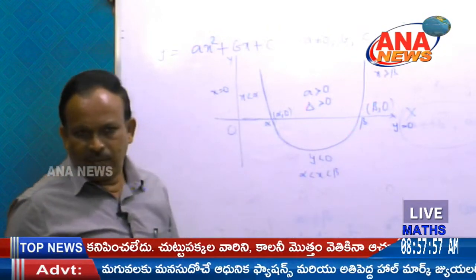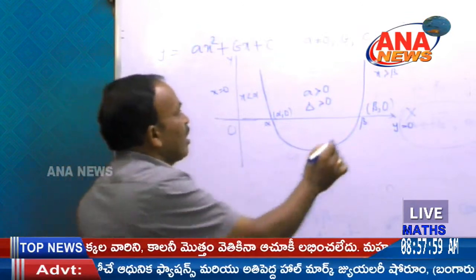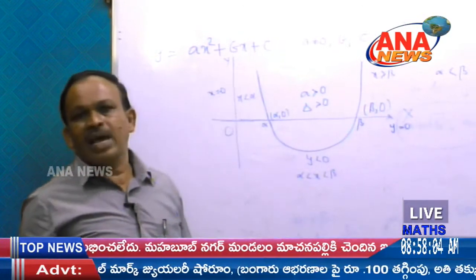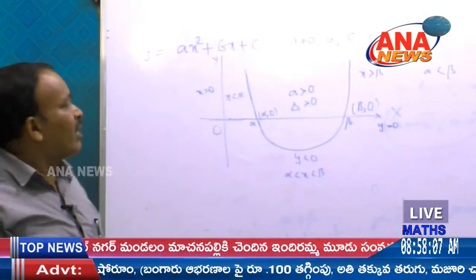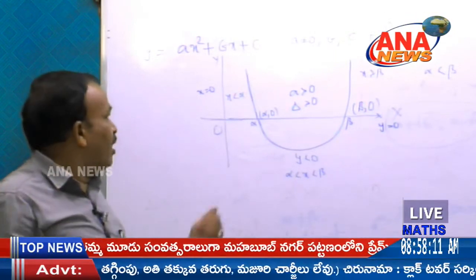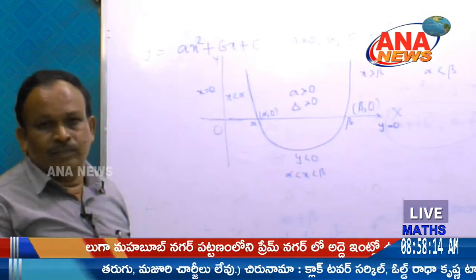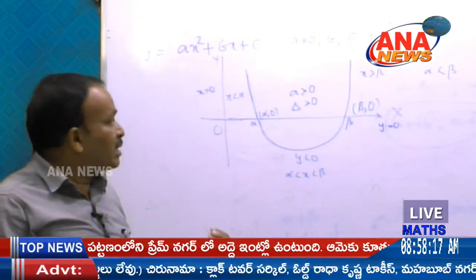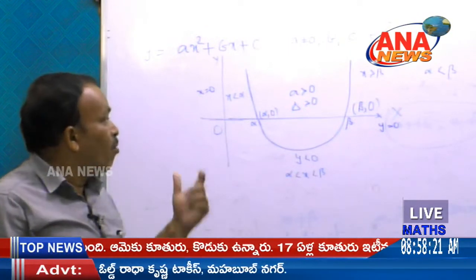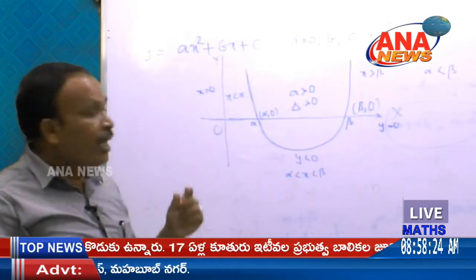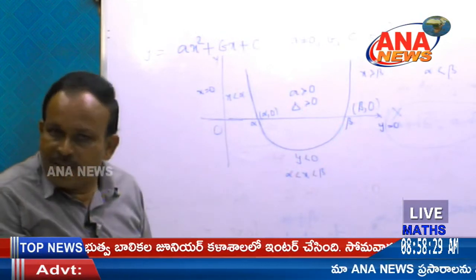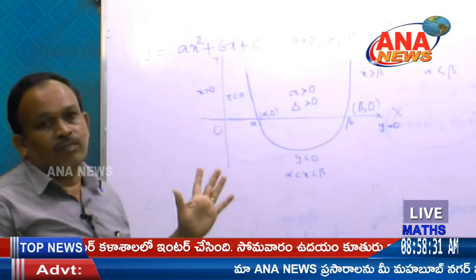Suppose alpha is smaller than beta. That means if x value is smaller than alpha, y value is positive. If x value is more than beta, y value is positive. In between alpha beta, y value is negative. At alpha beta, y value is 0.